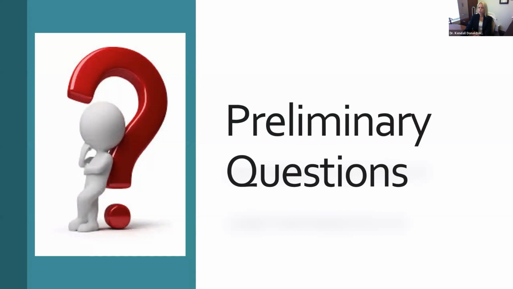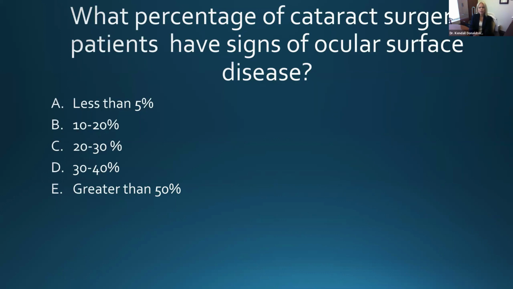So I wanted to start out with just a few preliminary questions to gauge where we are at the beginning of this talk, and then at the end we'll come back around to these questions once again. So the first question, what percentage of cataract surgery patients have signs of ocular surface disease? We're going to give you 30 seconds here. A, less than 5%, B, 10 to 20%, C, 20 to 30%, D, 30 to 40%, or E, greater than 50% of patients. Okay, so kind of a mix there. Most people said somewhere around 10 to 20%. Okay, let's go on to the next question.